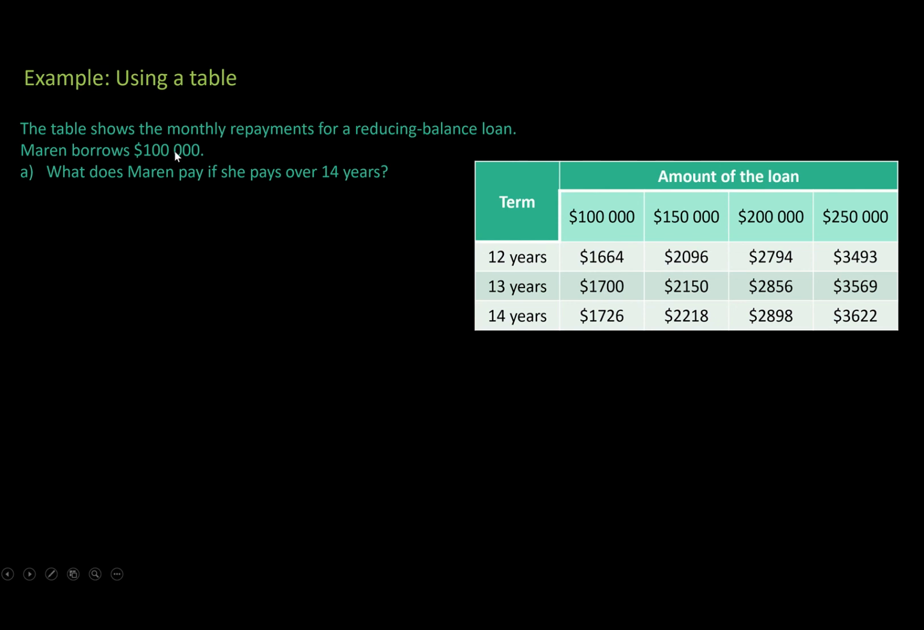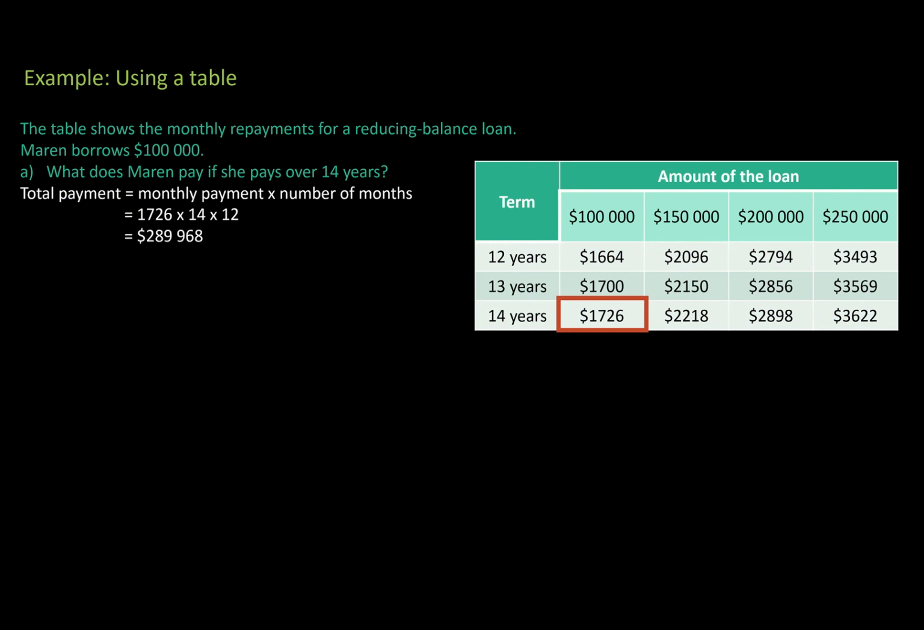So we're told it's $100,000. So we're looking in this column only. And then we're looking at 14 years, which is going to give us that $1,726. So her total payment is going to be that monthly repayment times the number of months. So there's her monthly payment. I'm going to multiply that by 14 and then by 12 because it's 14 years, which is 14 times 12 months. And that is her total payment over those 14 years. So that's $289,968.